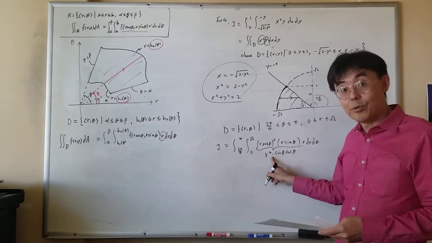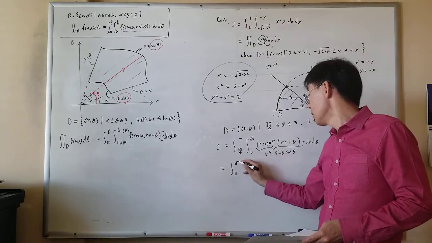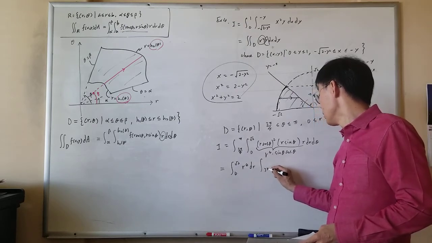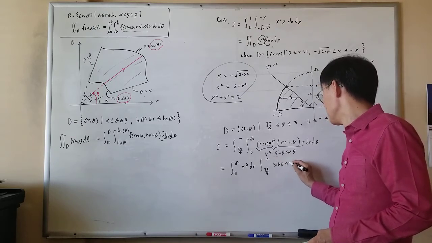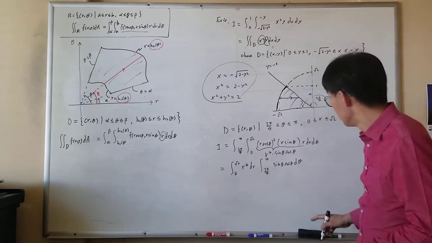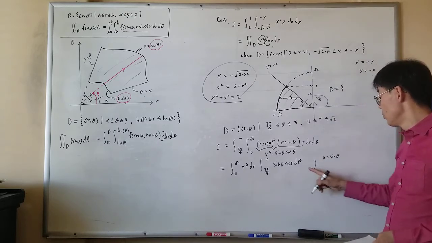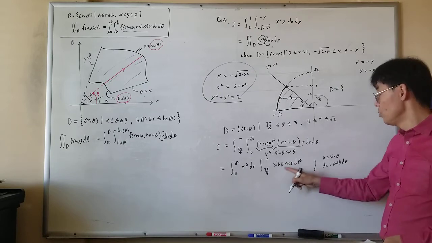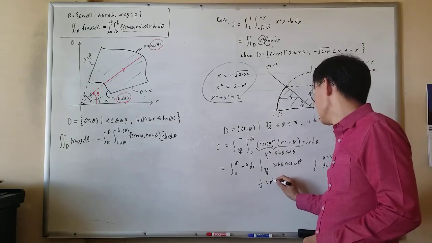Separable through multiplication. So r integral and theta integral. That one is u equals sine theta. That will give you du equals cosine theta d theta. u du equals 1/2 of u squared, 1/2 of sine squared theta.